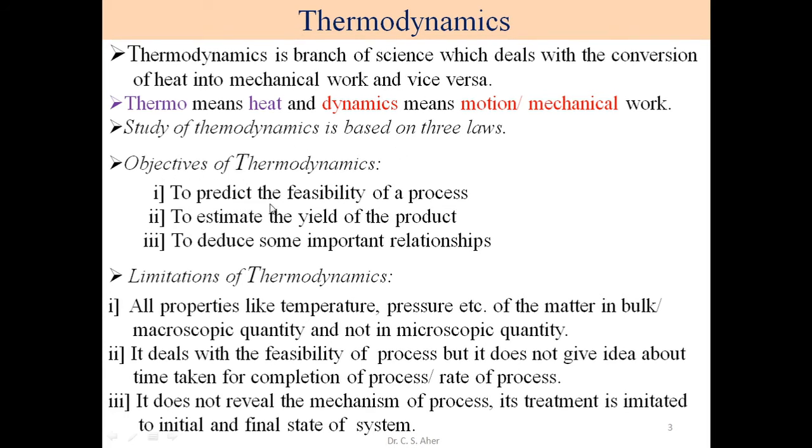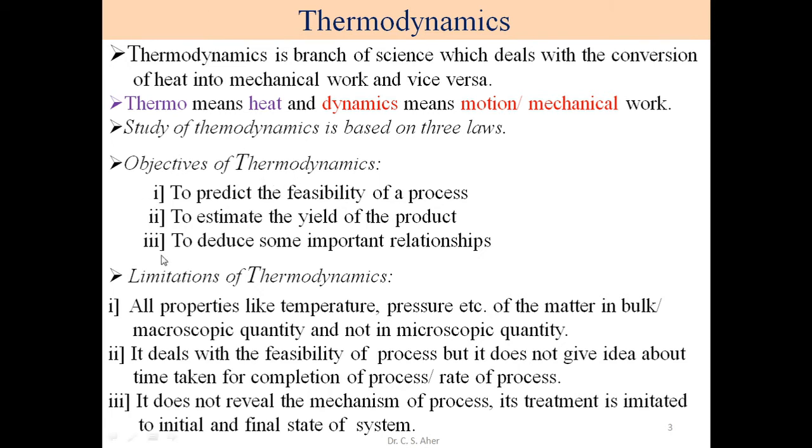Objectives of thermodynamics: first, to predict the feasibility of a process, whether a given process will occur or not under a given set of conditions. Second, to estimate the yield of product. When we consider a process or chemical reaction, the conversion of reactant into product, and the yield of product formed during this reaction, can be predicted by using thermodynamic relations. And third, to deduce some important relationships. Thermodynamics gives important and useful results such as Raoult's law, lowering of vapor pressure, depression in freezing point, elevation in boiling point, distribution law, and phase rule.